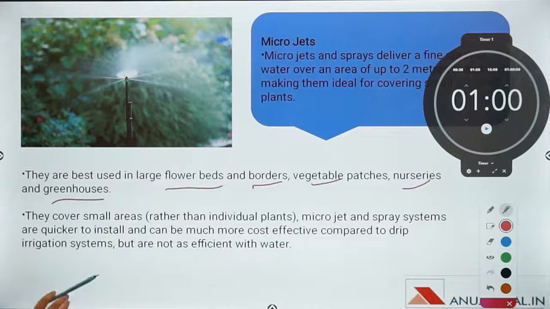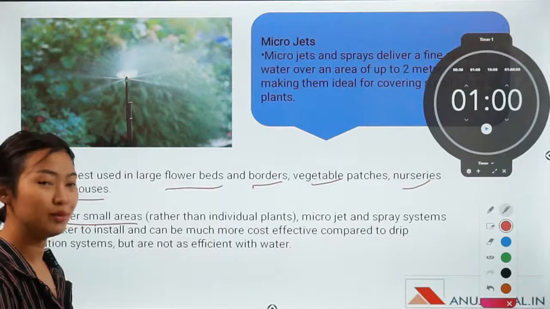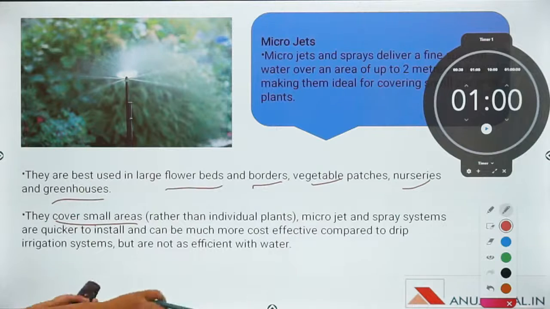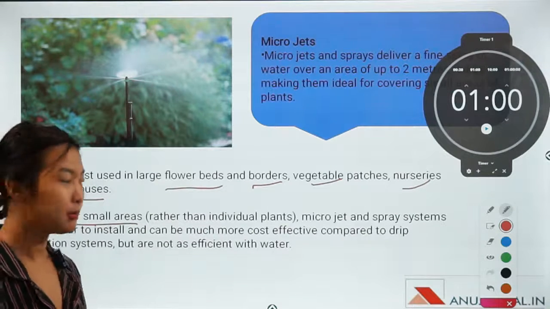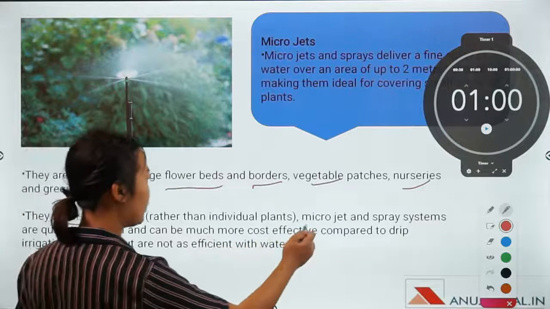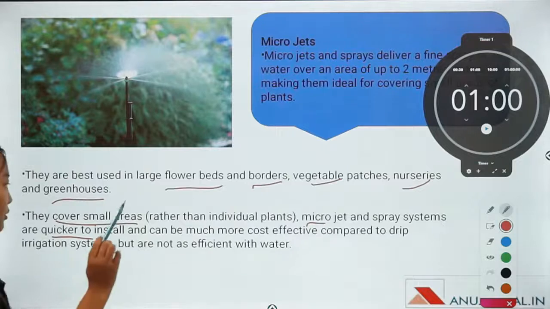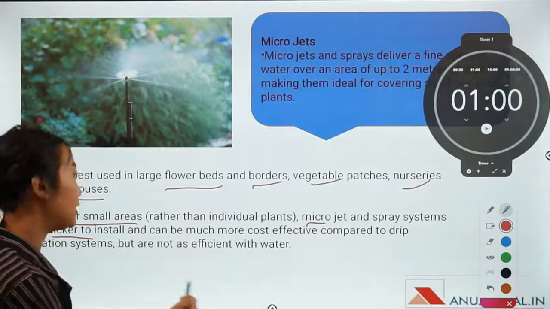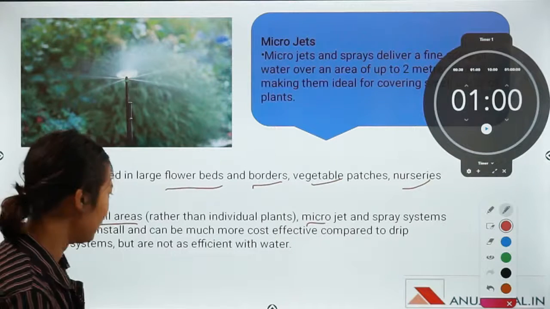All right, and they cover small areas rather than individual plants. Since it covers a meter or 2 meters, it's going to cover at least a small area, but not so big as the sprinkler systems, right? And these microjets and spray systems are quicker to install. Remember one point: these are more cost efficient than the drip irrigation system, but in terms of water, these are less efficient than the drip irrigation system.